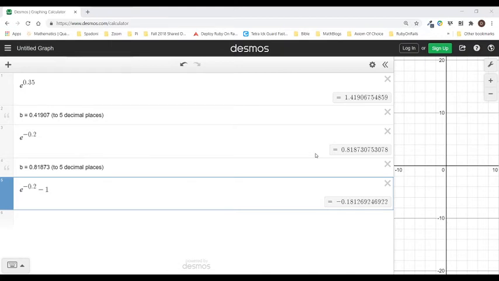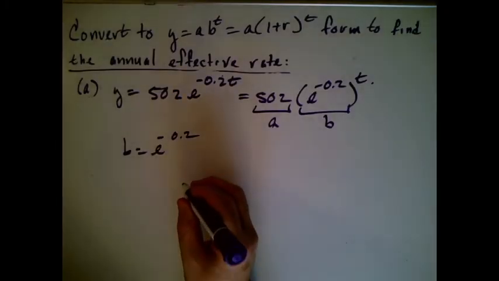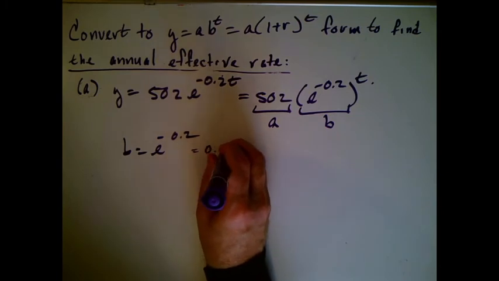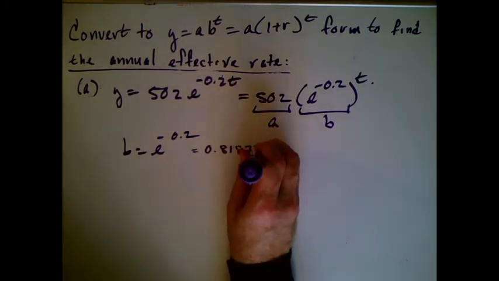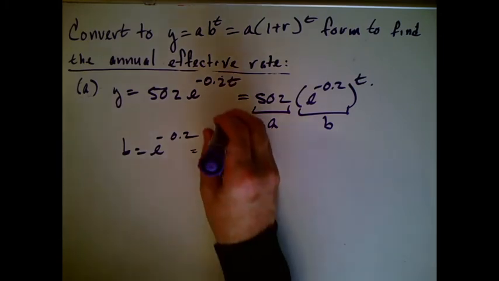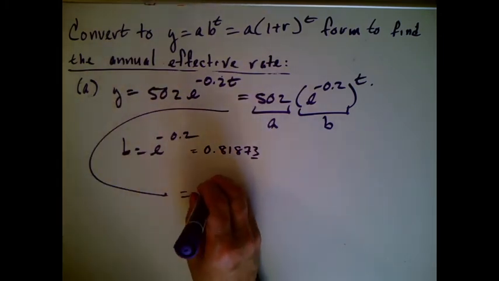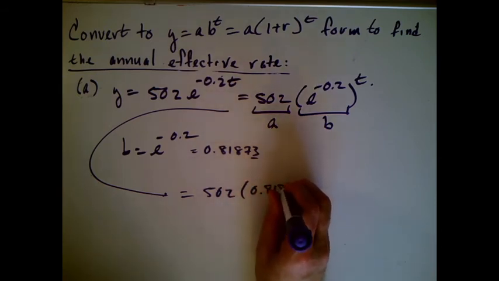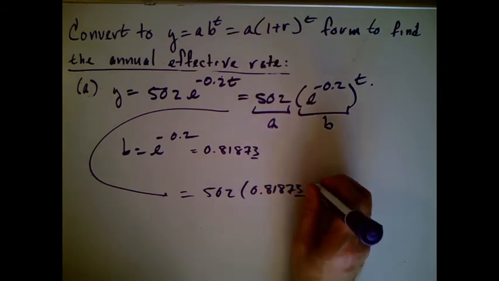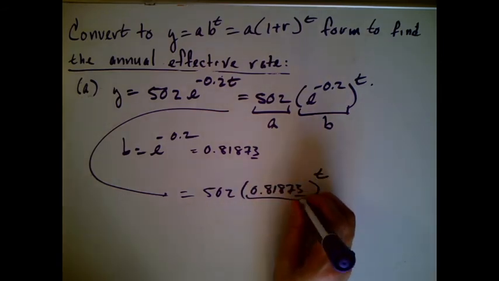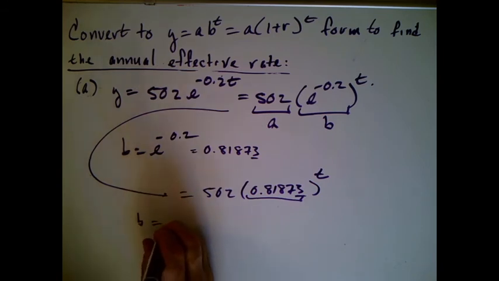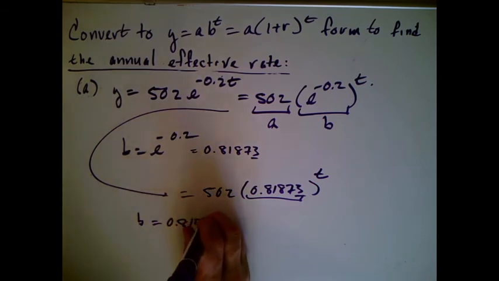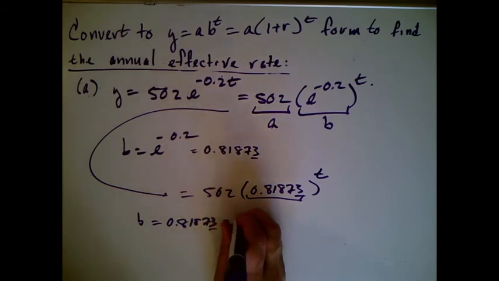It looks like 0.81873. Now that is the 5 decimal places. So that says that our function here is still 502, and now I have 0.81873 to the t. Now I can actually see how big the b is. So b would be 0.81873. Remember that's 1 plus r.